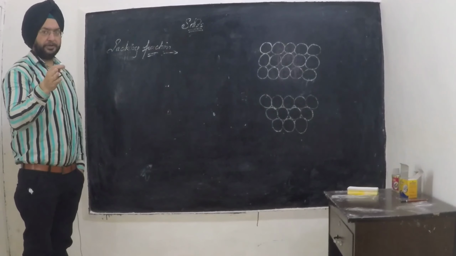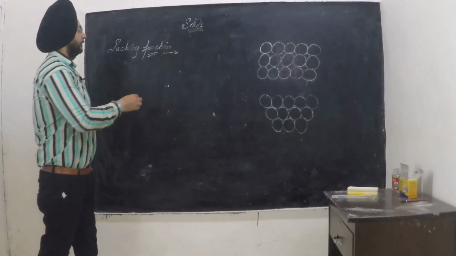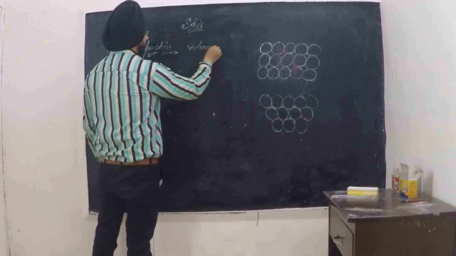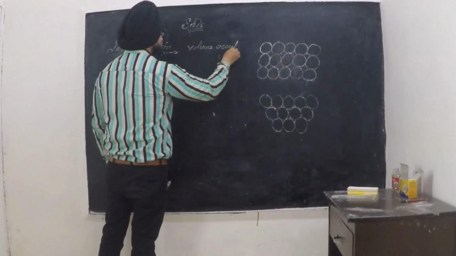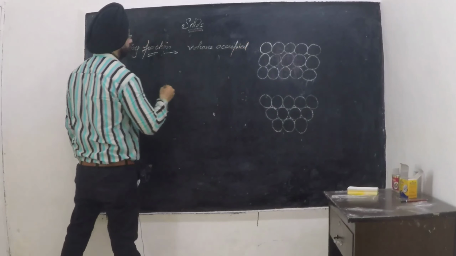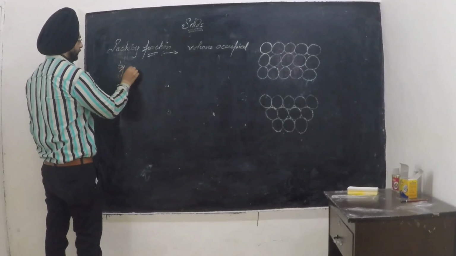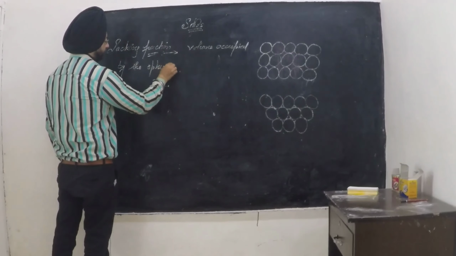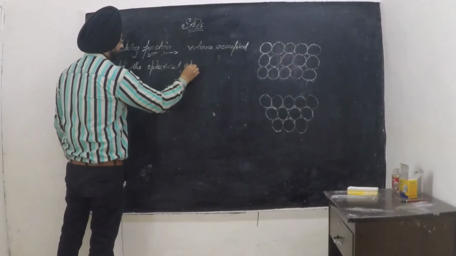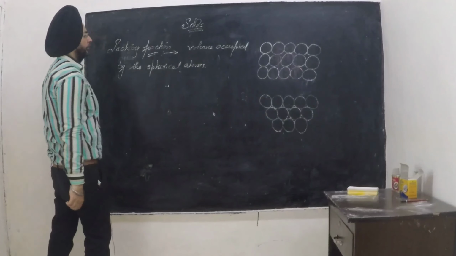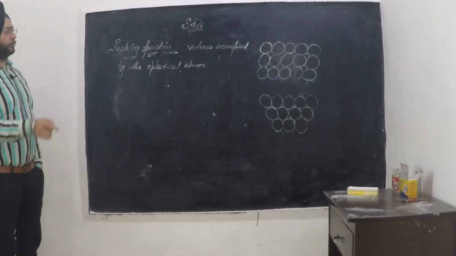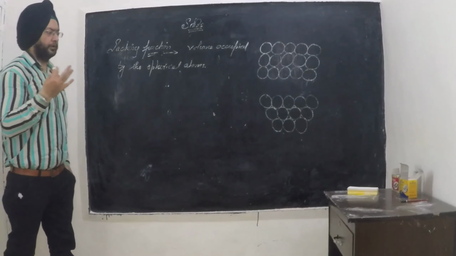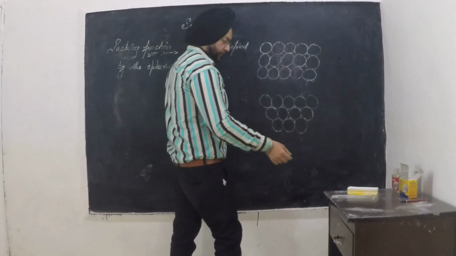So what is packing fraction? Actually, packing fraction is the volume occupied by the spherical atoms. Okay, so how much volume is occupied, that will be called your packing fraction. So we have three configurations. First is simple cubic.